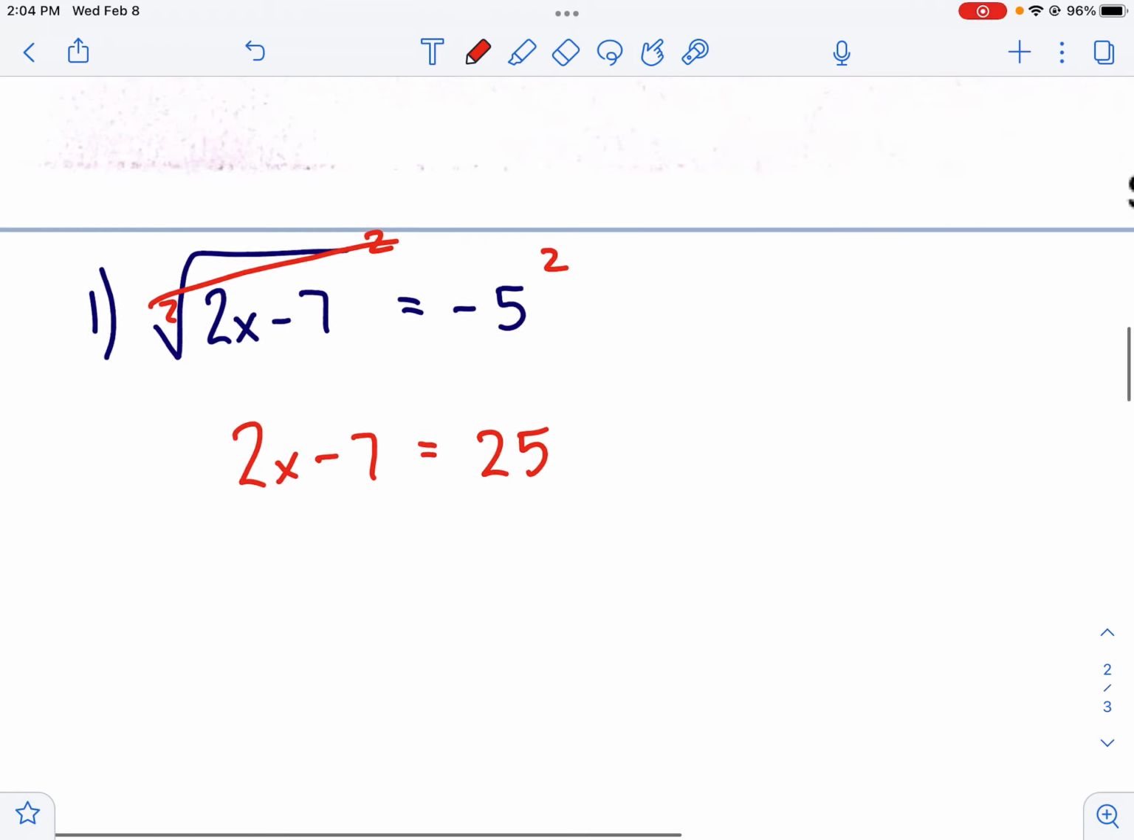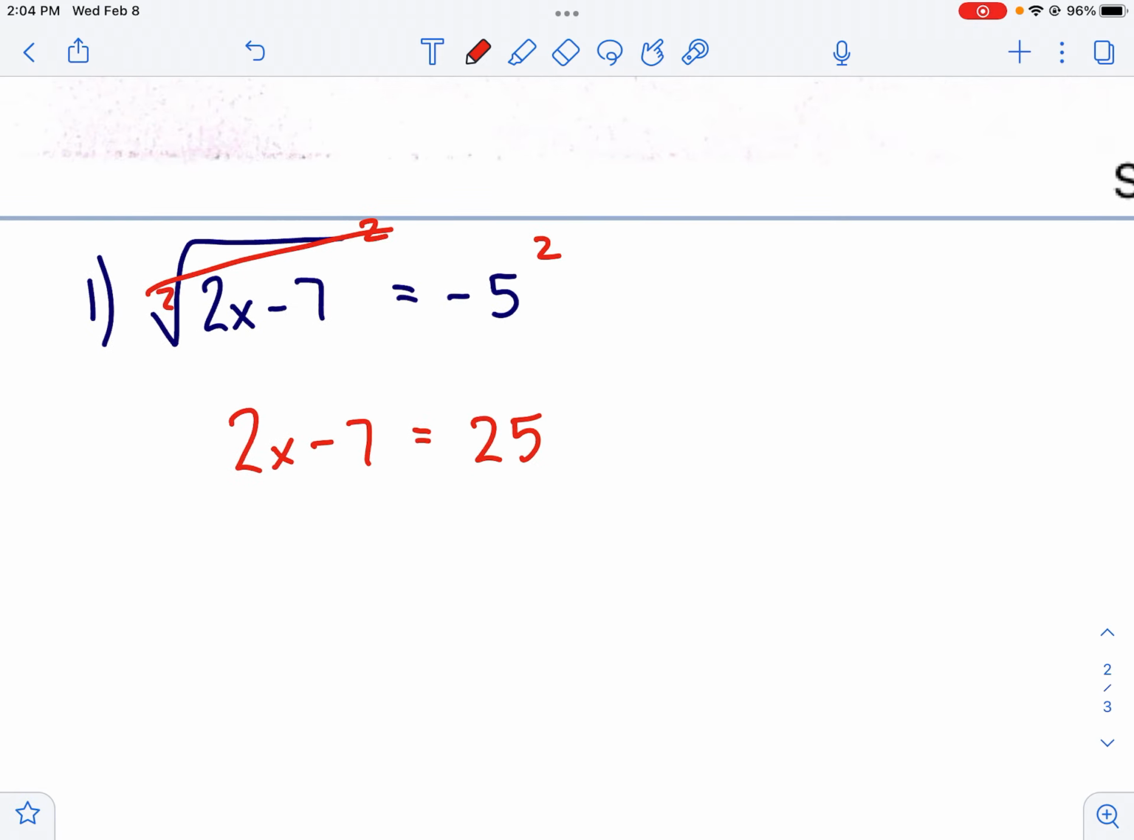Once you've gotten rid of the radical, you then can solve for x. Those are really the 3 main steps there, is to then now solve for x. So I'm going to add 7 to both sides.